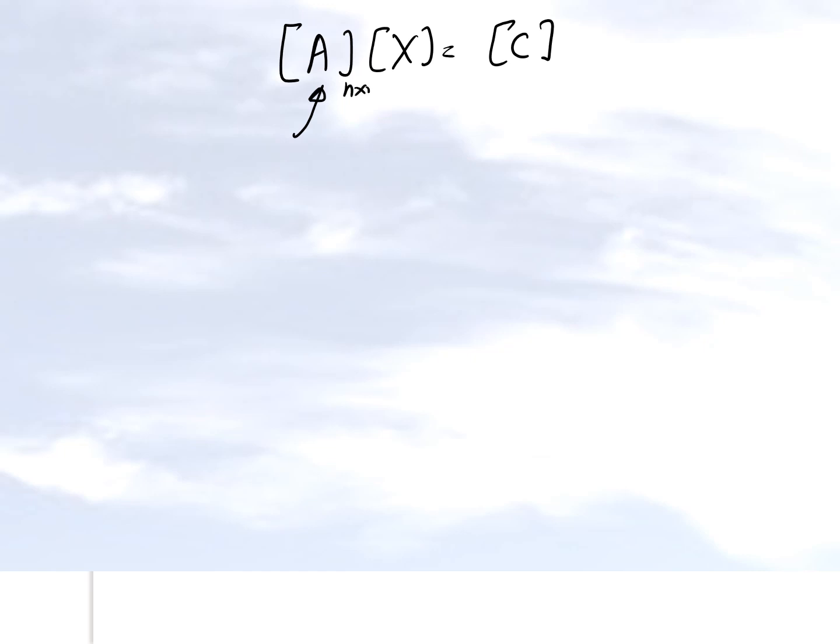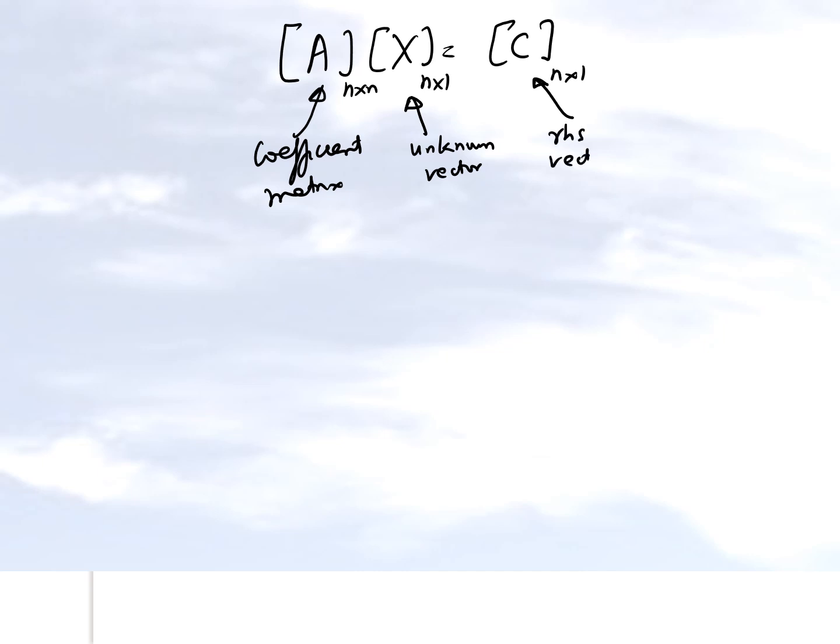Let's suppose n equations, n unknowns. And then we know that this is the coefficient matrix. And this is called the unknown vector, many times called the solution vector. I like to call it unknown vector because we don't know it yet. And of course, it's a solution vector once we know what the solution is. And this is called the right-hand side vector. So we want to be able to find out what this unknown vector is.